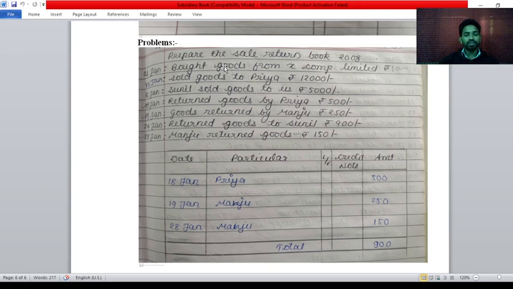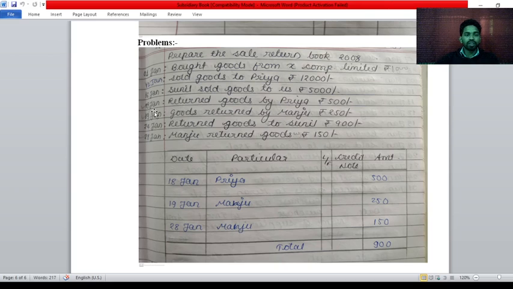Next, on 12th January, sold goods to Priya rupees 12,000. This is a sales transaction, it is not a sales return transaction. Next, on 16th January, Sunil sold goods to us rupees 5,000. Sunil sold goods to us, and us means the business, so it is a purchase transaction for the business.